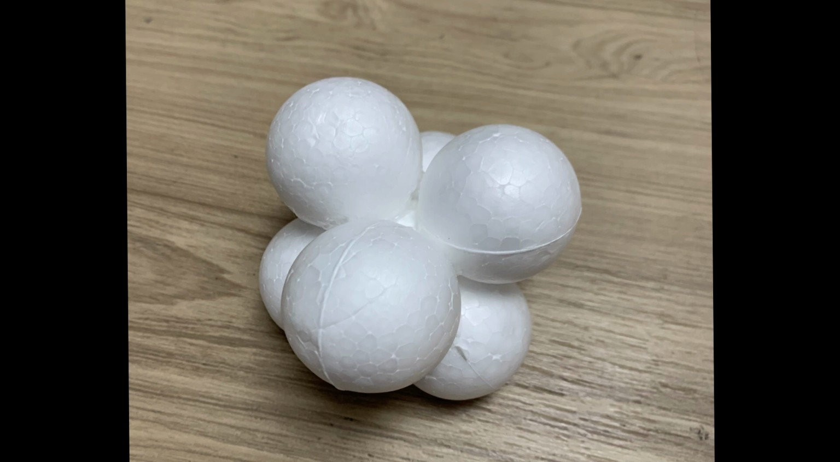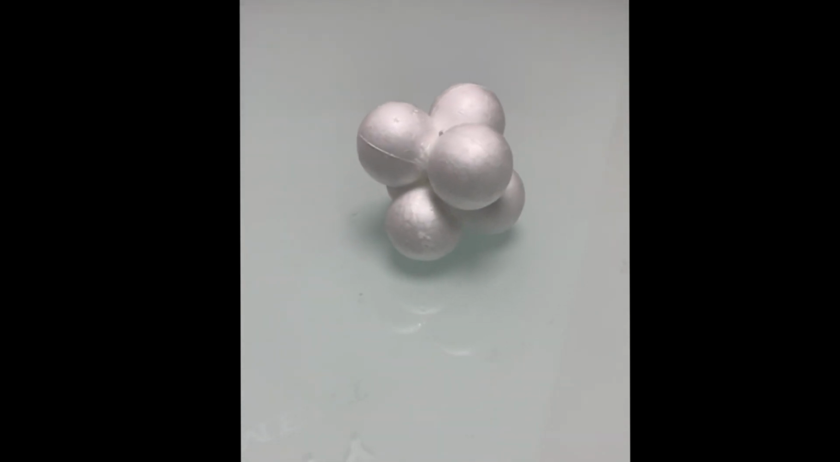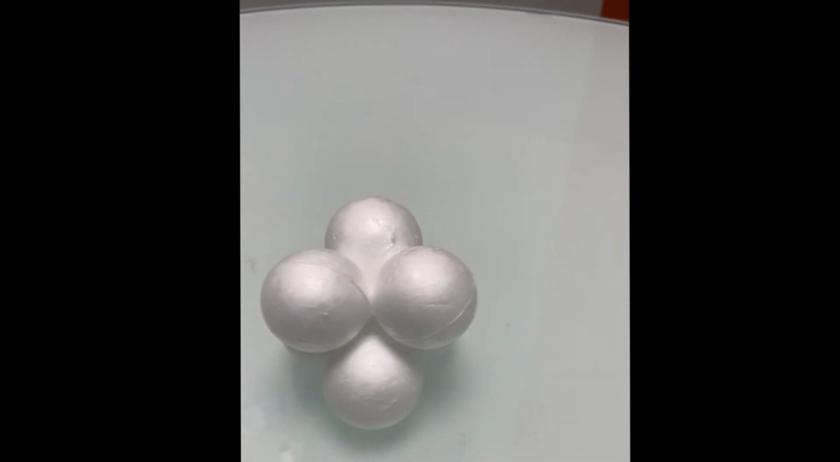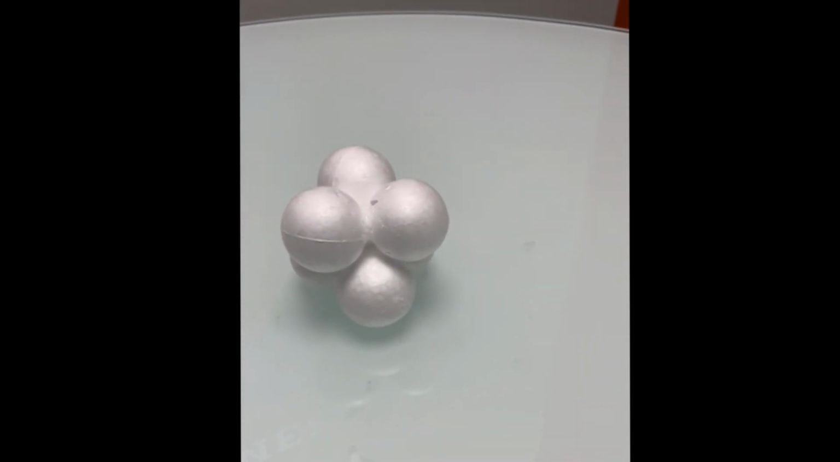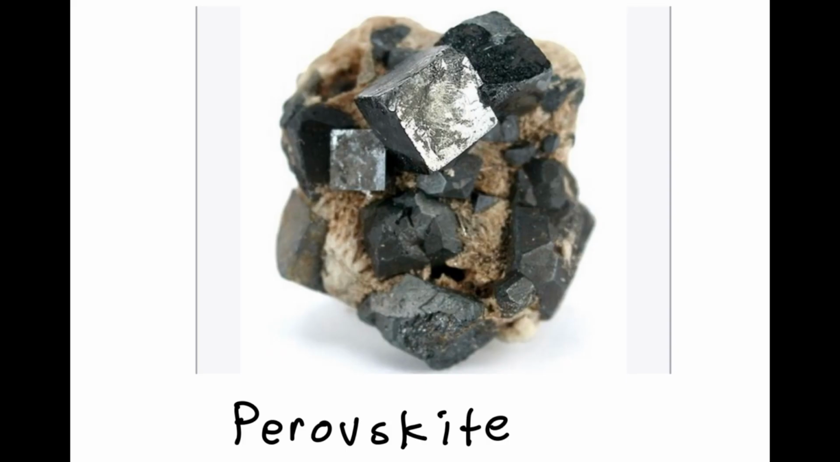The final structure we created was the octahedral structure. The octahedral structure takes the shape of the octahedron. The ratio of the cation to the anion is 0.414 to 0.731. The coordination number of the octahedral is 6, and an example of an octahedral would be perovskite.